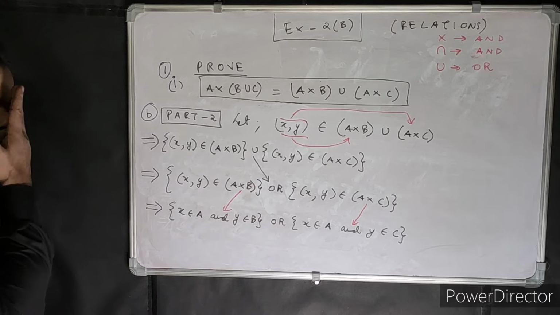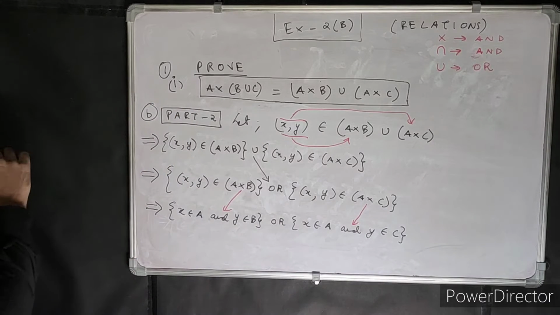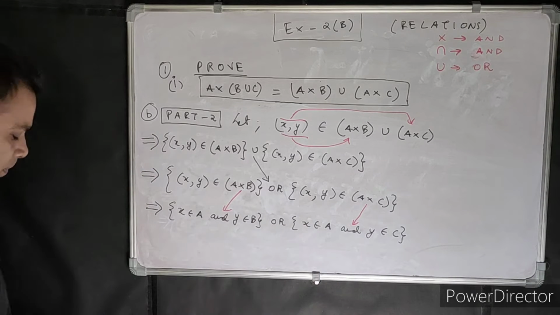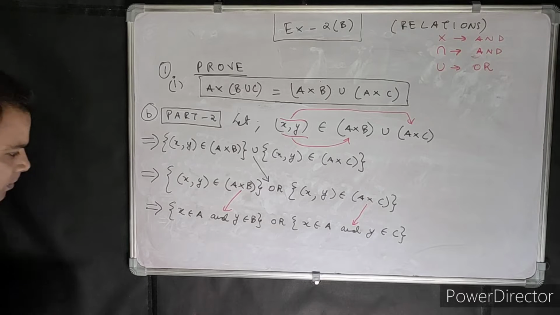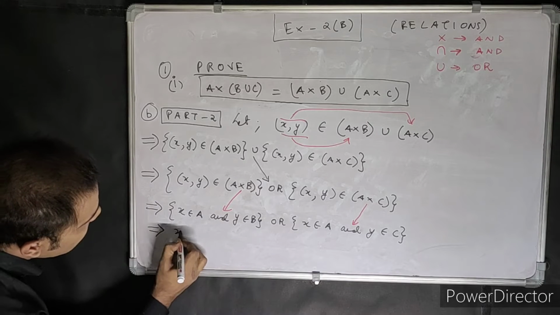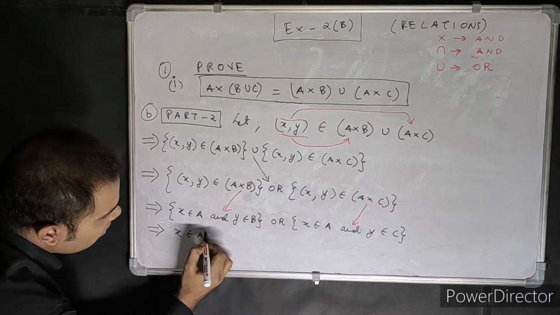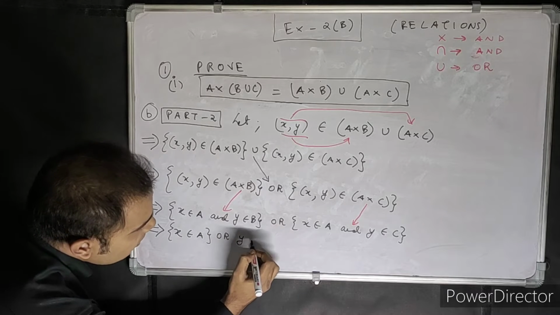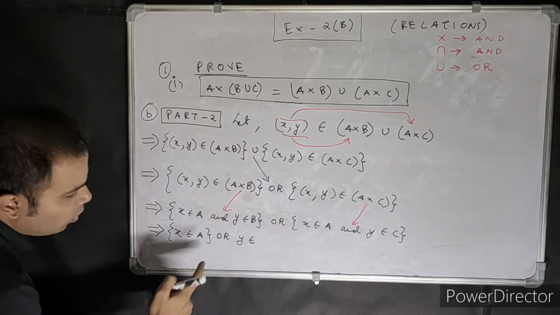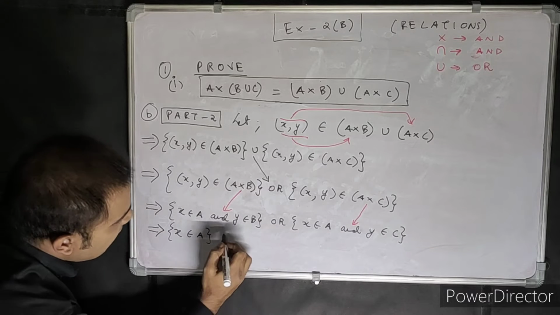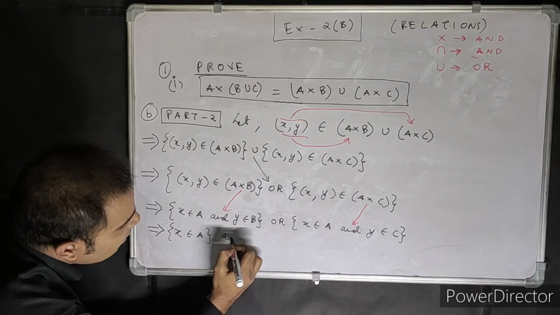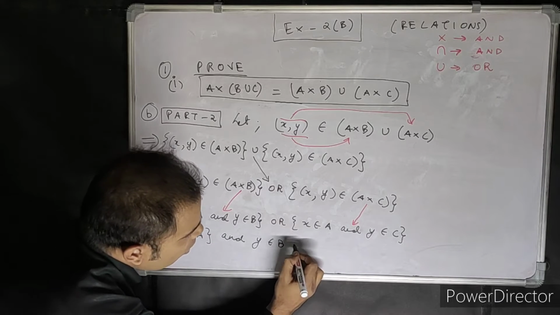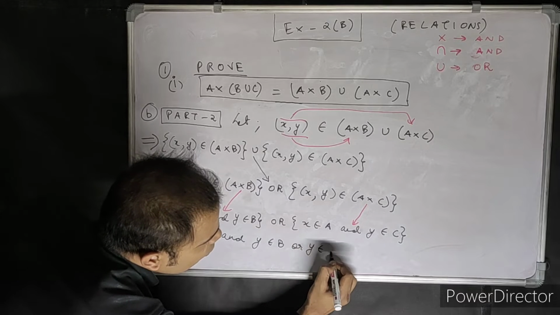Now from this line, what can you see? Tell me. You can see that this part and this part are the same, right? So you can write it like this, which implies that X belongs to A, put it in curly bracket, and X belongs to A and Y belongs to B, or Y belongs to C.